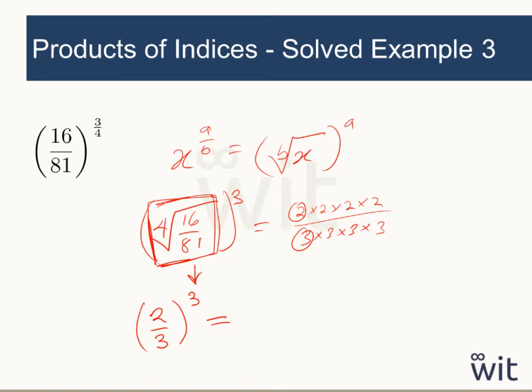And then what we have when we raise this to 3 is 2 times 2 times 2, which is 8, over 3 raised to the power of 3, which is 27. And that's our answer. I hope that was pretty easy to solve. Let's move to the next one.